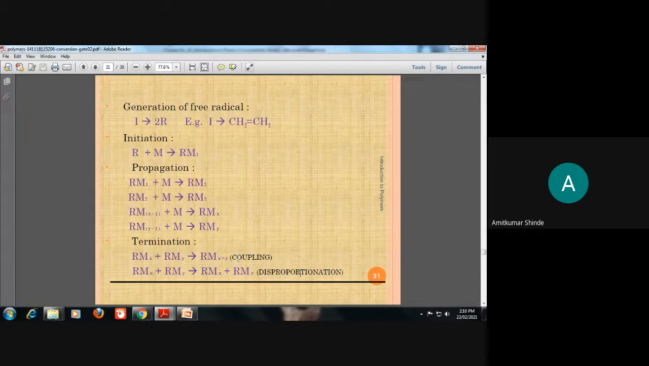Please go through these stages. This is the addition polymerization. I will wait for 1 minute here.